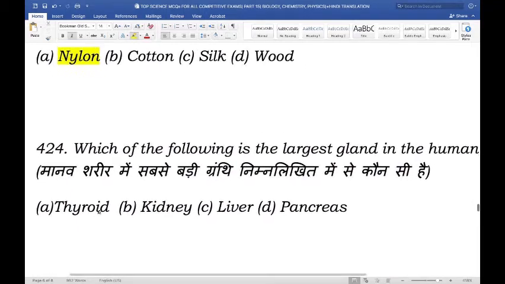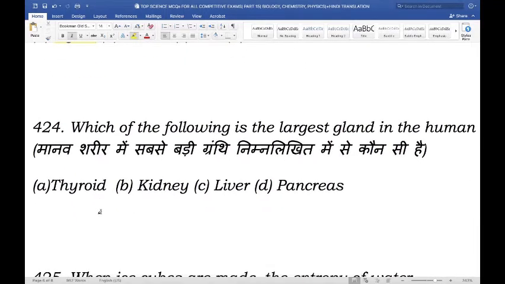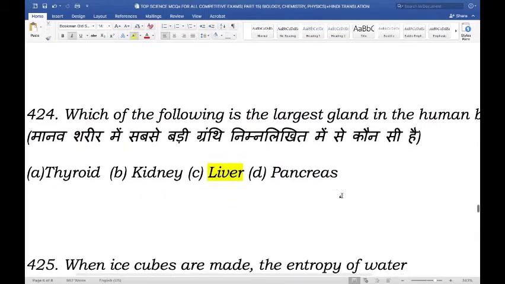Next, which of the following is the largest gland in the human body? Is it the thyroid gland, the kidney, the liver, or pancreas? And the correct answer here is liver. Liver is the largest gland in the human body, whereas pancreas is the second largest gland in the human body.